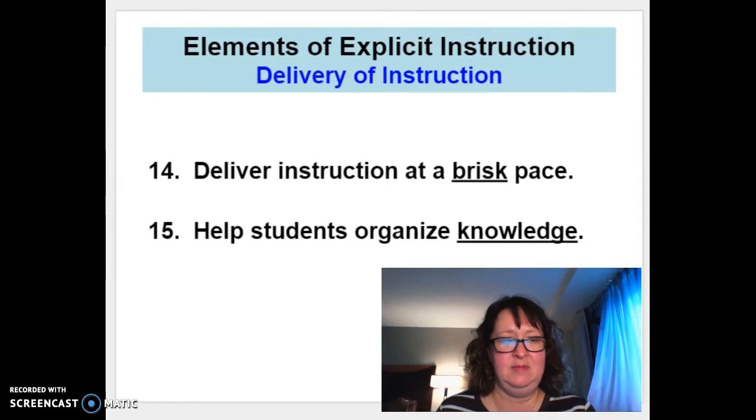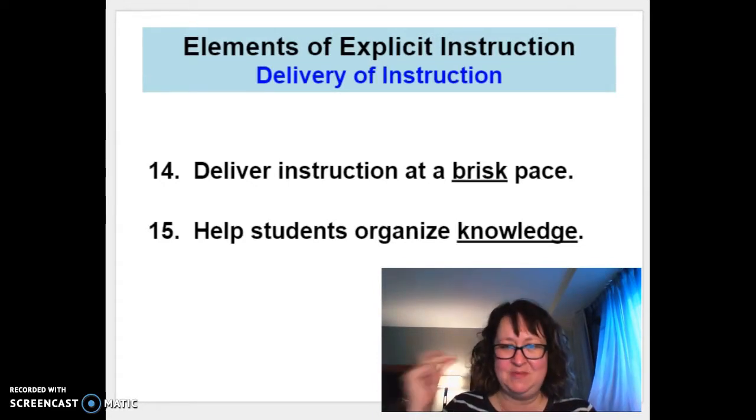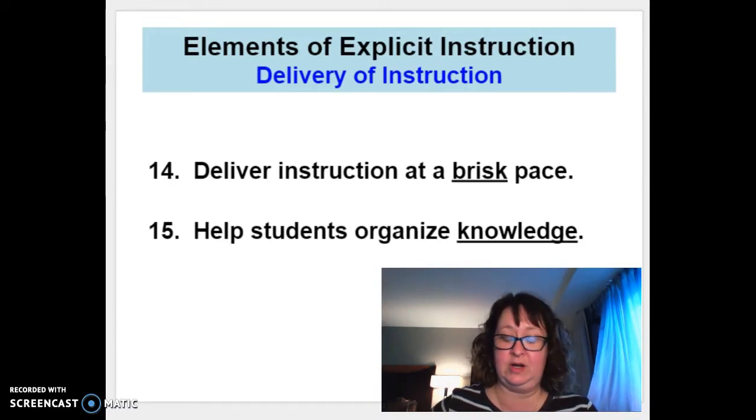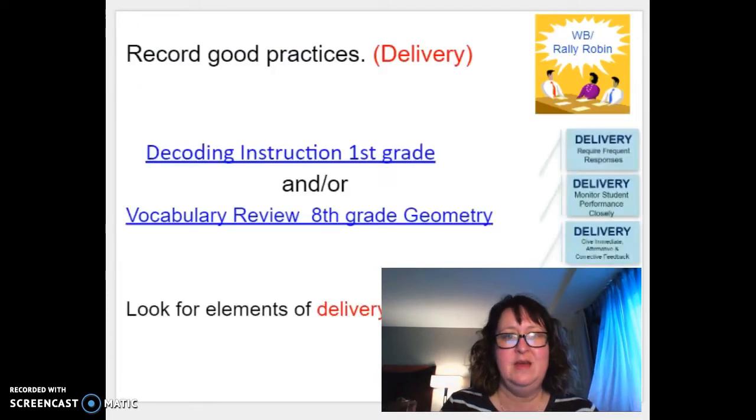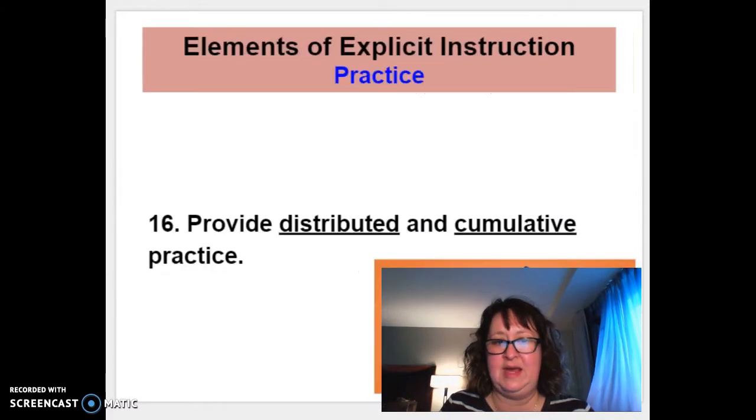The last two elements in this set are delivering instruction at a brisk pace. Don't be slowing down and wearing kids out. Keep that lesson moving, what we call a perky pace. You also want to ensure that you're helping students organize knowledge so that they can retrieve that later. So, two excellent videos if you'd like to look at the delivery elements of instruction and take some time to reflect on how you are using that within your own pace.